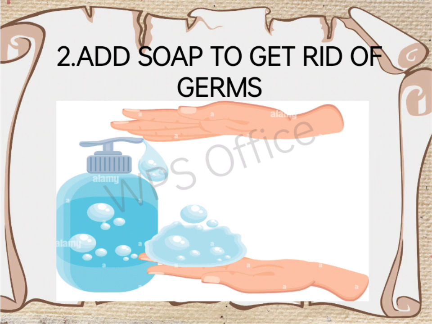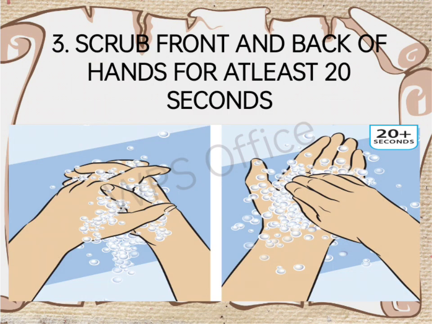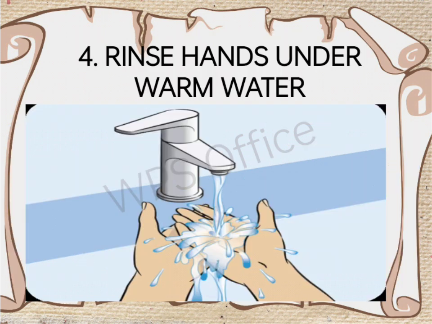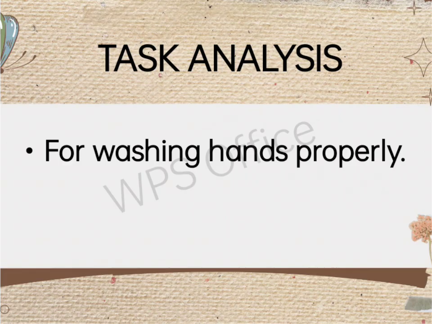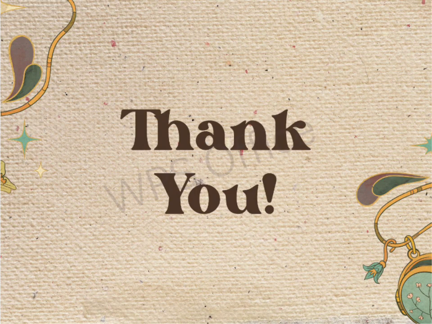The second one, add soap to get rid of germs. Third, scrub the front and back of hands for at least 20 seconds. Fourth, rinse hands under warm water. Fifth, dry hands with a clean towel. That is the task analysis for washing hands properly. That's all about our report today.